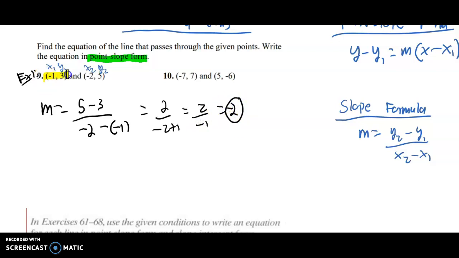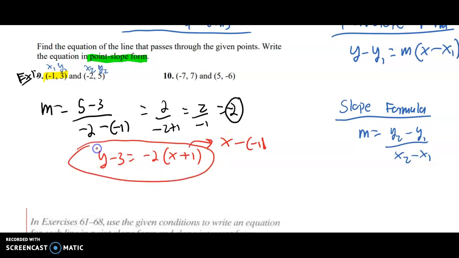I'm going to pick this first point up here. You could pick either point. It doesn't matter. And we get y minus 3 is negative 2 times x plus 1. X plus 1 because we had x minus negative 1. That's our answer. I'm going to erase this to create space. If you need these notes, pause the video here.